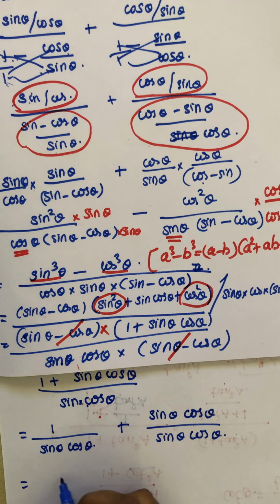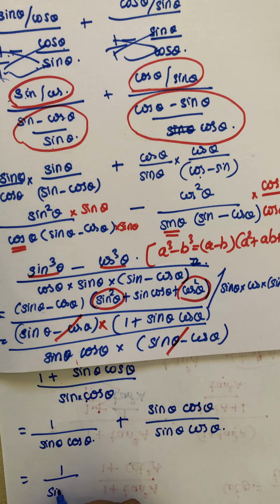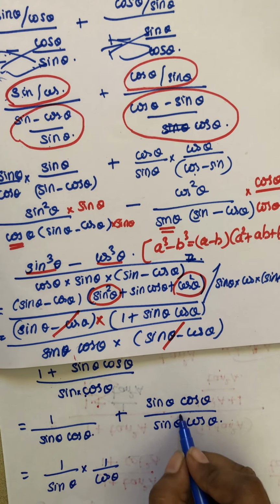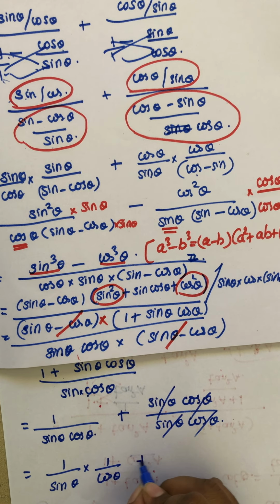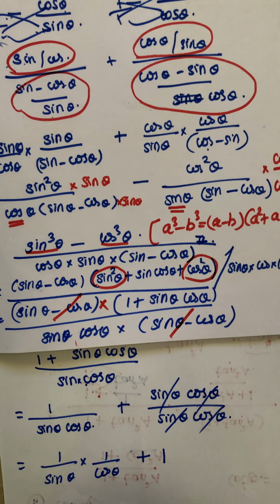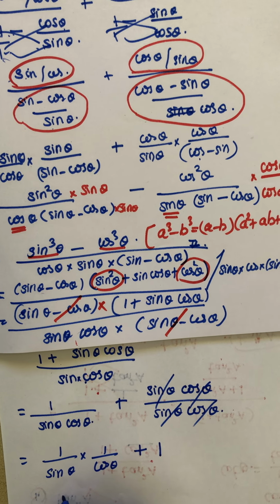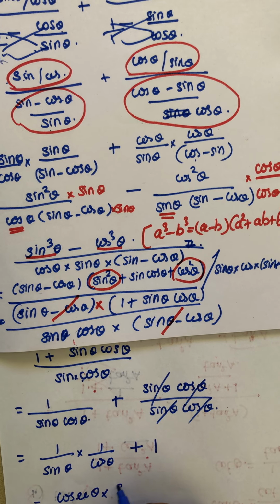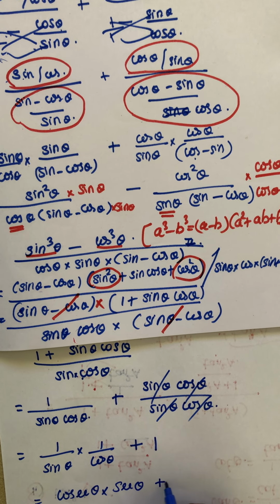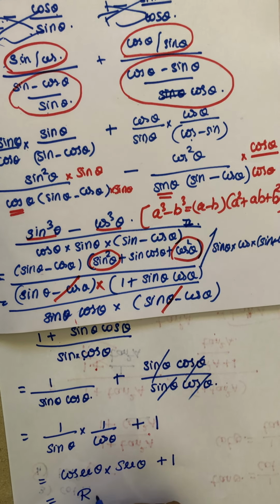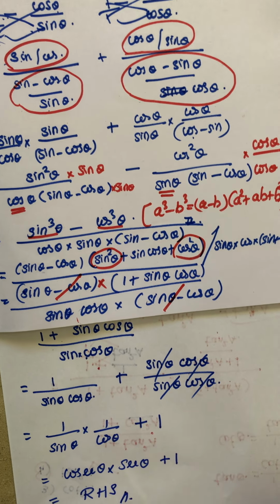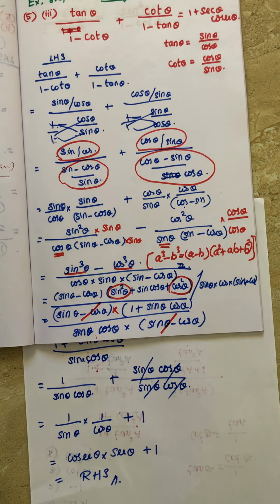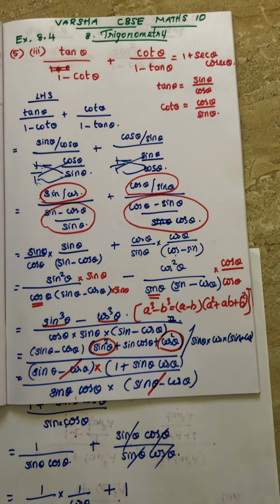Okay, see now what is your answer? You can write 1 by sine, 1 by cos. You can cancel this because multiplication sign is there, plus 1. Okay students, so now 1 by sine is the reciprocal, meaning cosecant theta, and 1 by cos is secant theta, plus 1. So we got your answer, RHS. See, do you understand the sum? Yes students? Okay, I am going to repeat the sum.